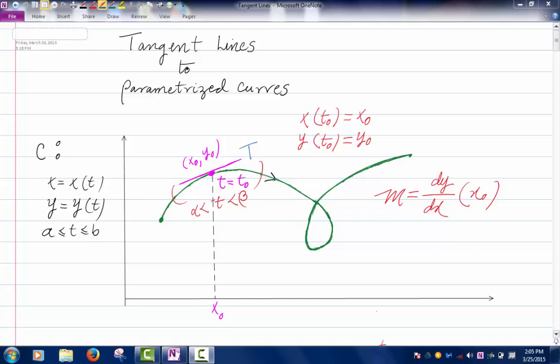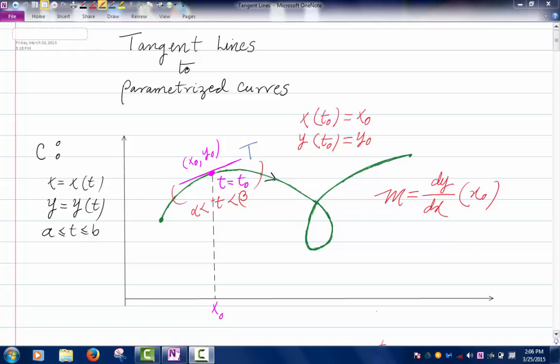Last time we derived the following, right? Given a point x naught, y naught on a parametrized curve, what's the slope of the tangent line at that point? And also, what's the concavity of the curve at that point? We said the slope of the tangent at the point x naught, y naught, assuming that this point is traced at t naught, where t is the parameter.